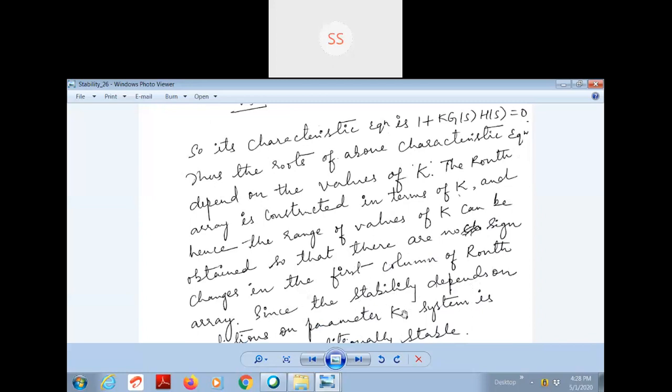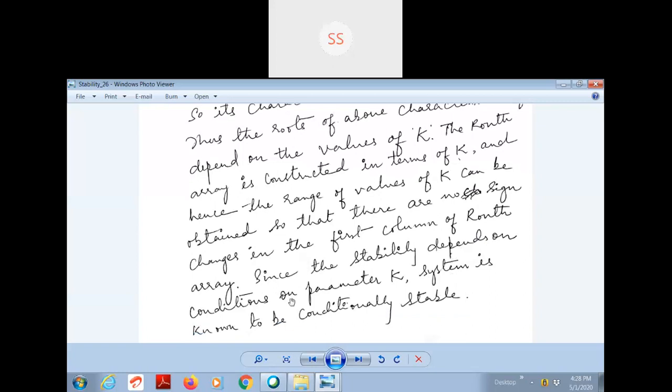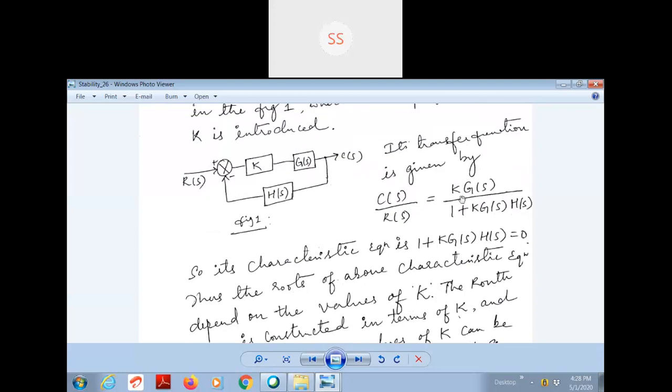Okay, so now since the stability depends on the conditions on the parameter k, the system is known as a conditionally stable system. Here the overall idea is, by including the k in the forward function, our characteristic equation is written in terms of k. Now this is going to decide the nature of the roots also, because we are going to write the root array in terms of k.